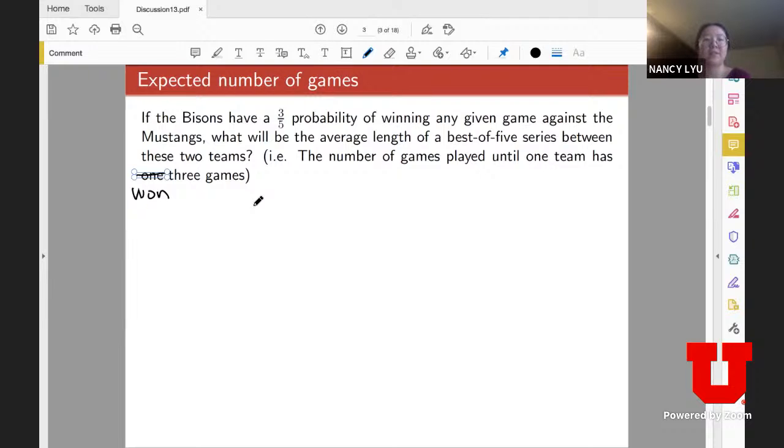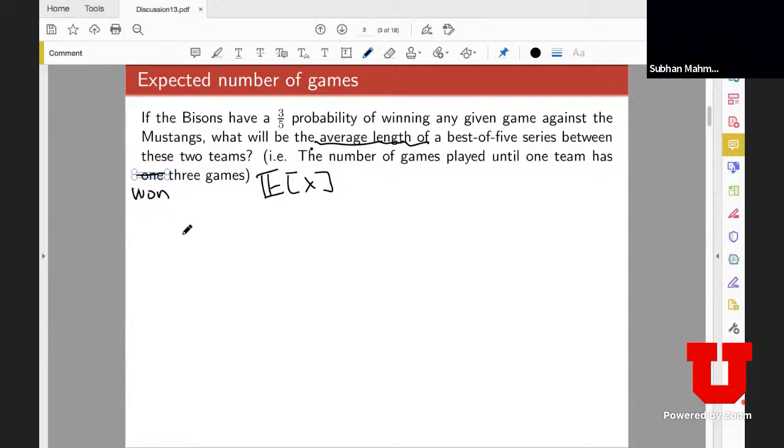And okay, so right here is asking about the average length, which is the same as counting the expected number of the length. So let's just first think about what are the possible lengths of a best of 5 series. Three, 4, and 5.